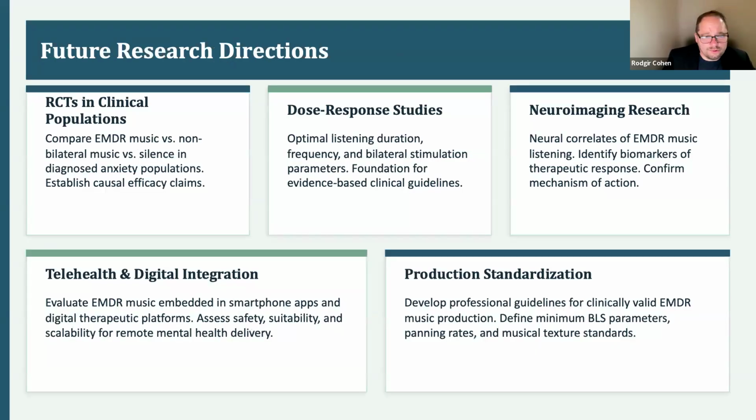We should see some future research directions. We should see how to evaluate EMDR music in smartphones and apps, maybe giving treatment over telehealth with people. We need to look at further neuroimaging research, look at biomarkers for therapeutic response, and make sure things are happening.